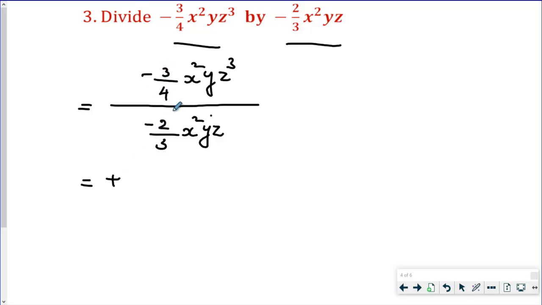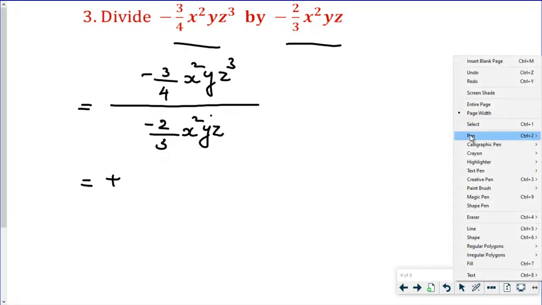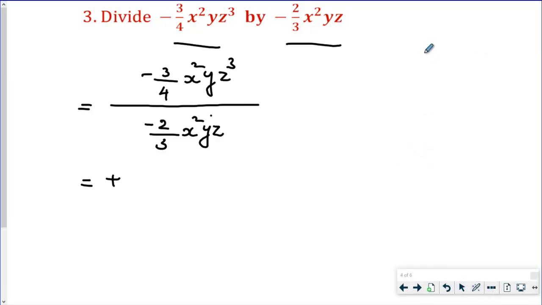Now here you have to take 3 by 4 and 2 by 3. Now the numbers are in fractions. Now we know how we will divide fractions. Here 3 by 4, the whole divided by 2 by 3. In the case of fractions, if you are writing a by b, the whole divided by c by d.